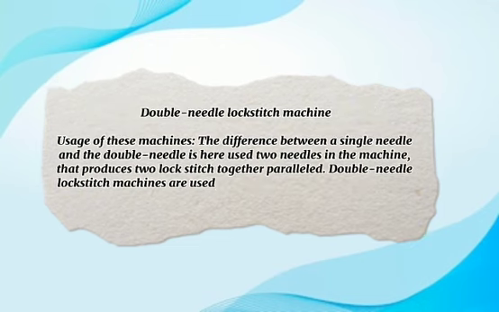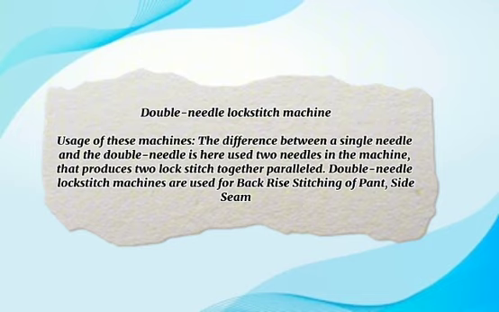Double needle lock stitch machine. Usage of these machines: the difference between a single needle and the double needle is that here two needles are used in the machine, which produce two lock stitches in parallel. Double needle lock stitch machines are used for back rise stitching of pants and side seams.